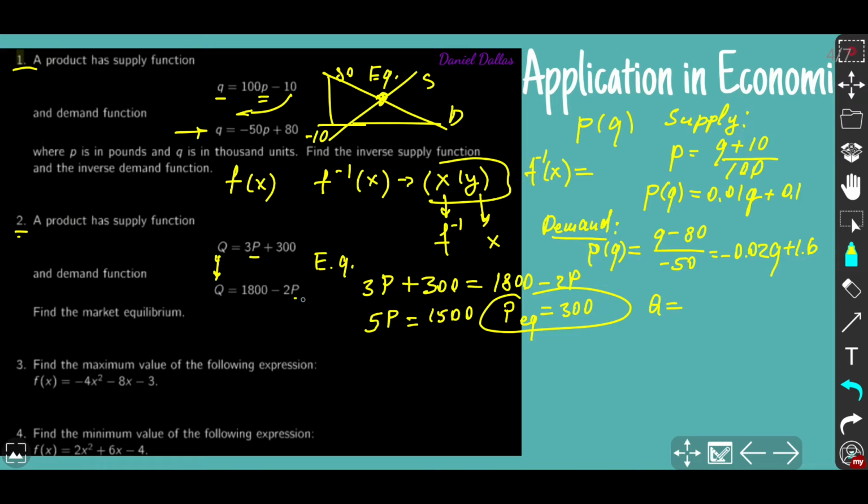So that's why equilibrium quantity becomes 3 times 300, and on top of that plus 300 there. So the equilibrium quantity becomes 900 plus 300, which is 1,200. All right, that's going to be the equilibrium quantity. And let's move to the next question, question 3.